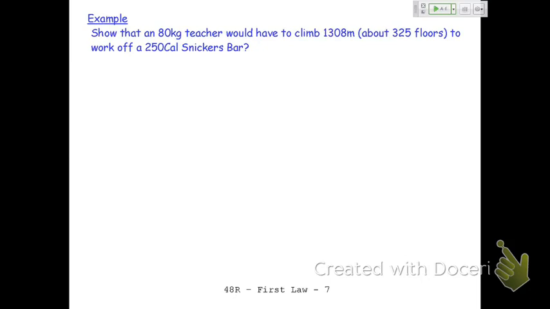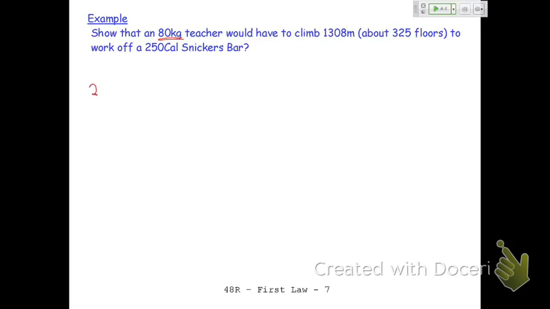My wife's really smart, and she goes, let's work out how much energy you burn, or put it another way, you have a Snickers bar, let's work out how high you have to climb. So I want to show how many floors an 80-kilogram teacher would have to climb to work off this thing. She literally made the equation and calculated it out. She made me do it at the board.